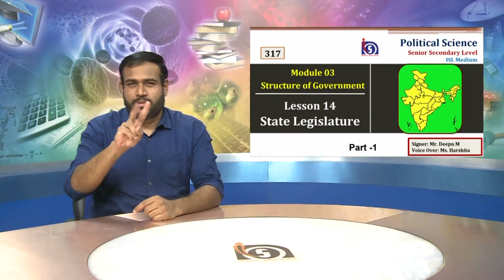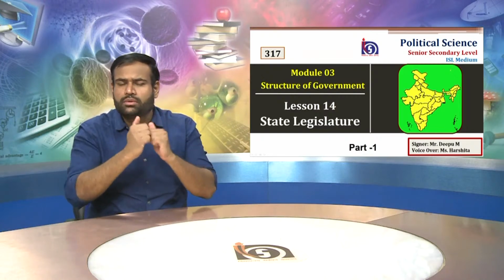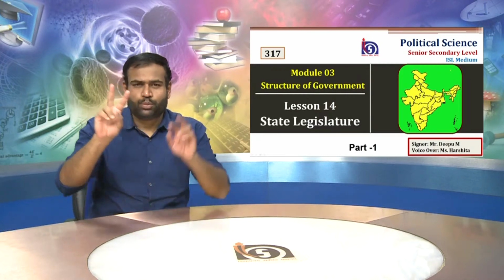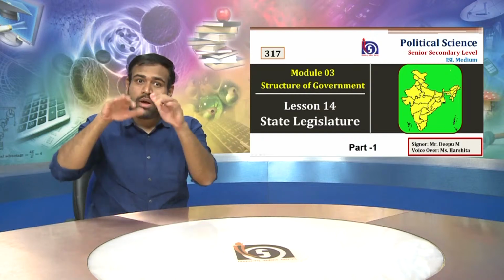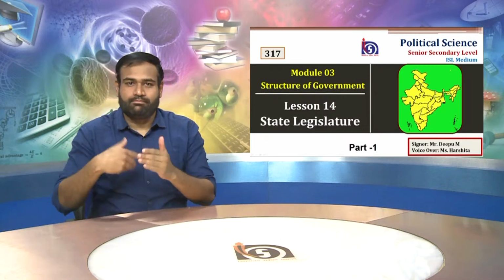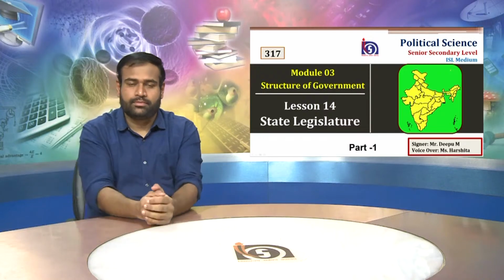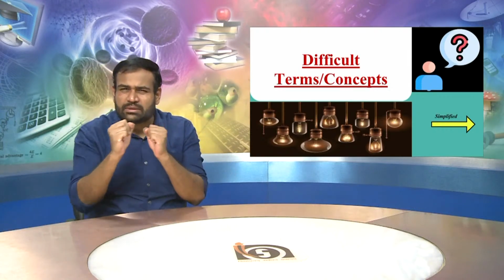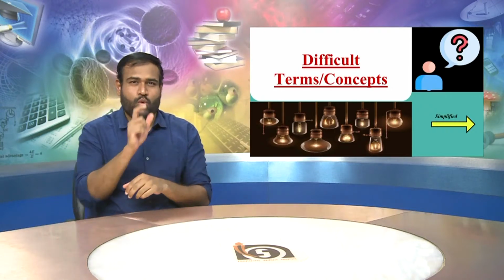This is module number 3, code 317, Structure of Government, lesson number 14, State Legislature. This is part 1. First, we will discuss difficult terms and concepts. After that, we will learn about the lesson.